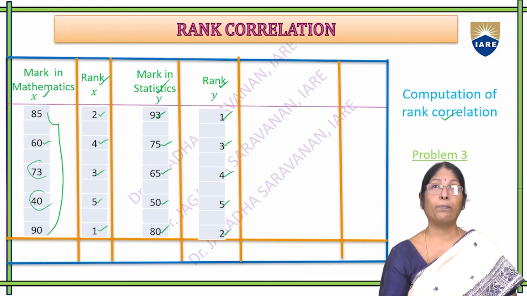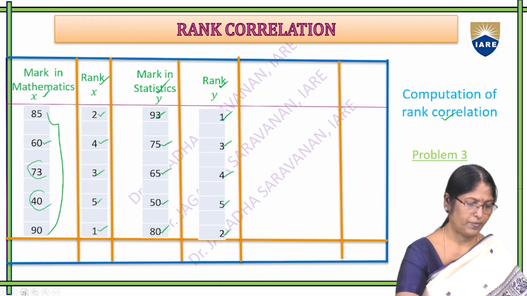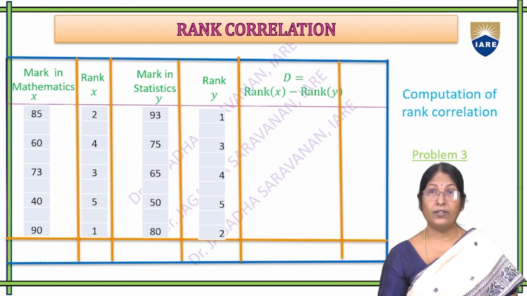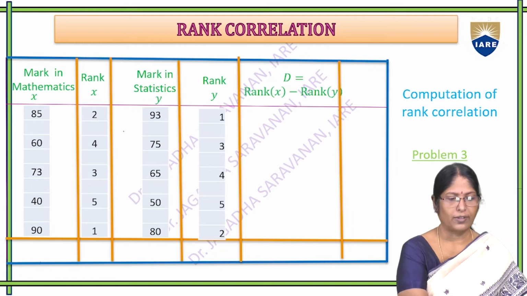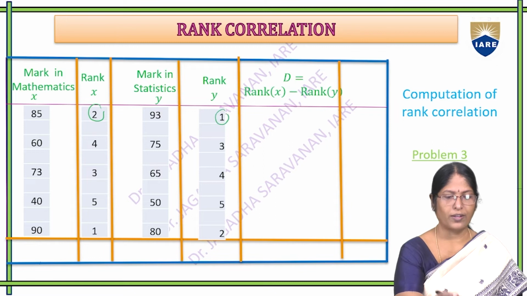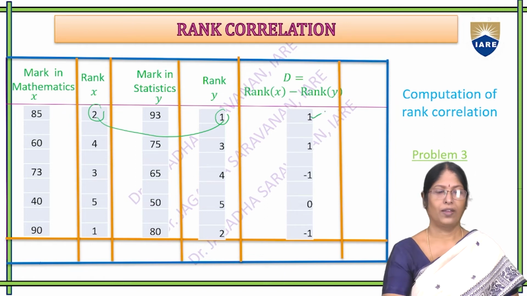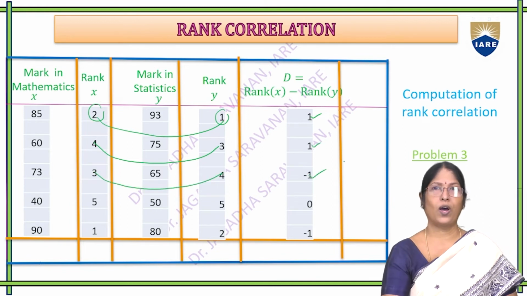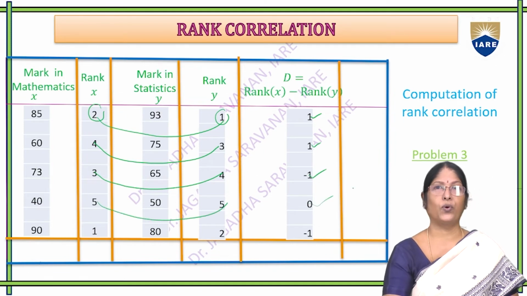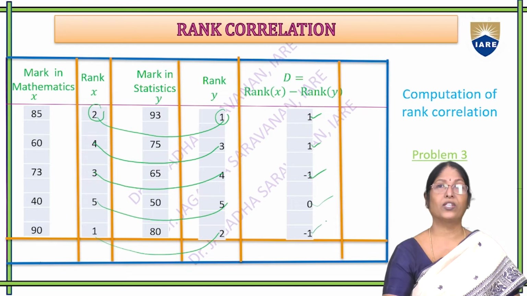Now we have to find capital D, the difference between the ranks of the 2 variables, that is our X and Y. Our X is marks in mathematics, and Y is marks in statistics. So the rank of X is here, and the rank of Y is here. So 2 minus 1 is 1. Next 4 minus 3, 1. 3 minus 4, minus 1. 5 minus 5, 0. Next 1 minus 2, minus 1.